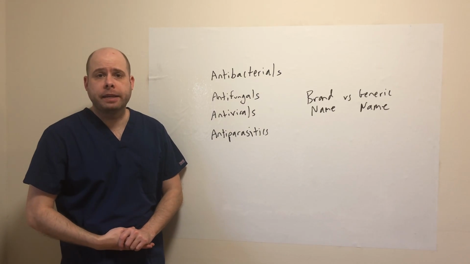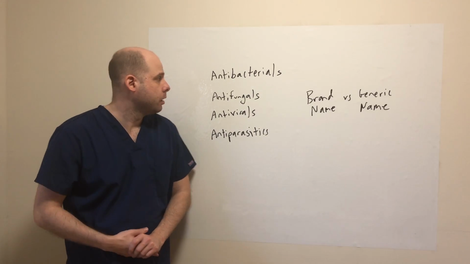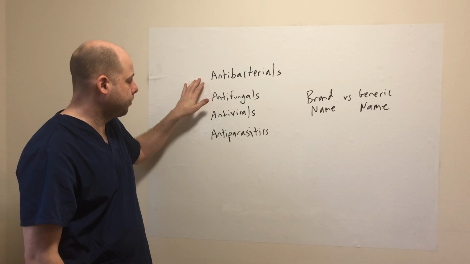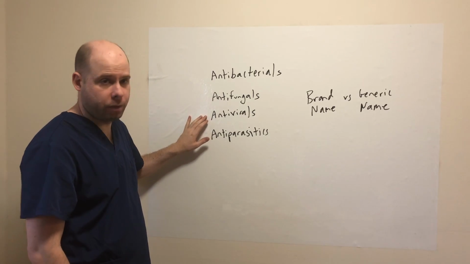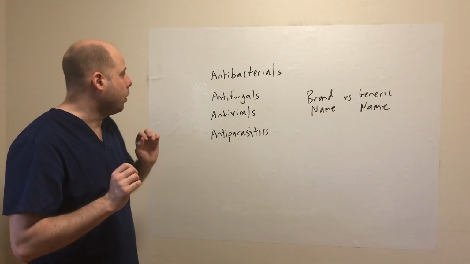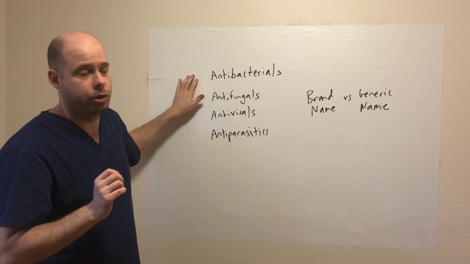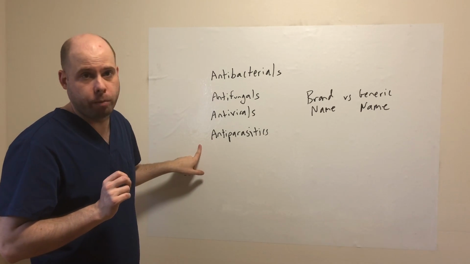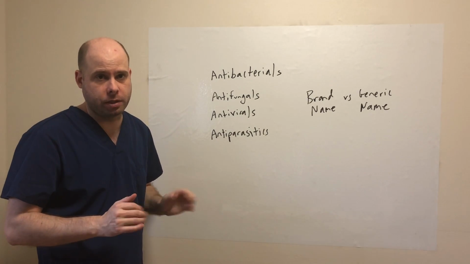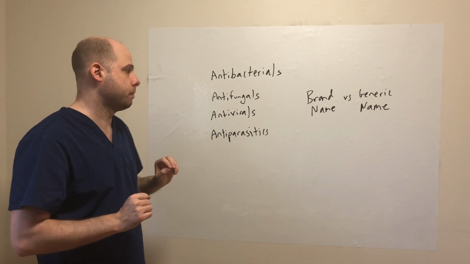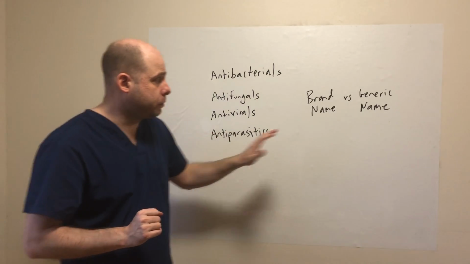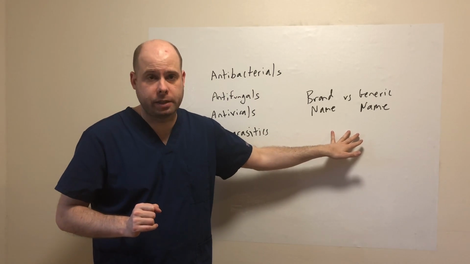There are four main categories of antibiotics. These include antibacterials, antifungals, antivirals, and antiparasitic drugs. We're going to focus on antibacterials exclusively. These other drugs are very important but have slightly different mechanisms of action, and we're not going to cover them at the moment.